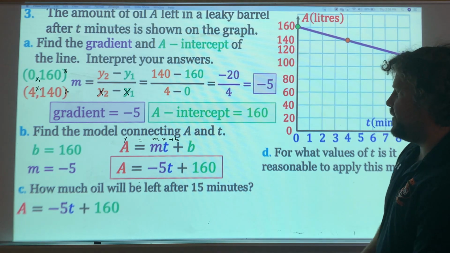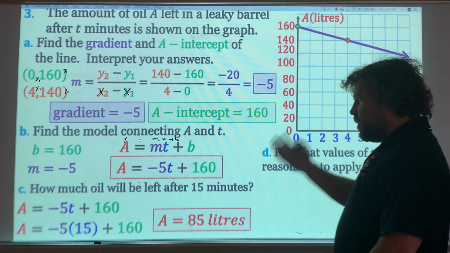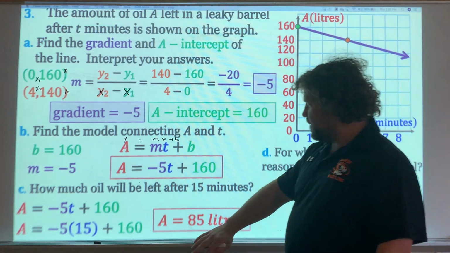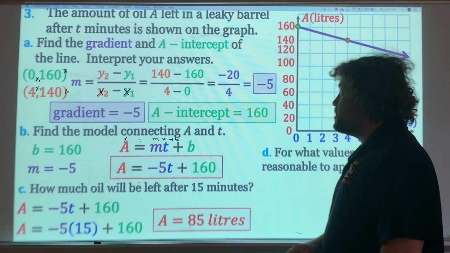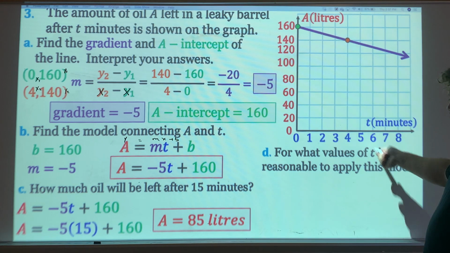So you're going to take your 15 and plug it in for your t. 5 times negative 15 is negative 75. 160 minus 75 is 85 liters. So there will be 85 liters of oil left after 15 minutes.